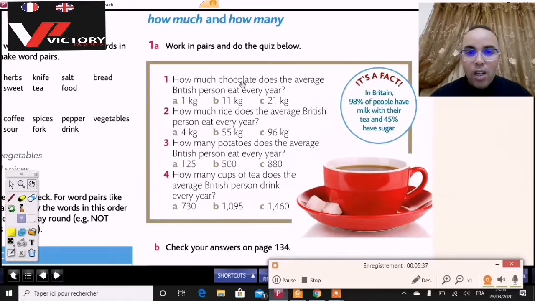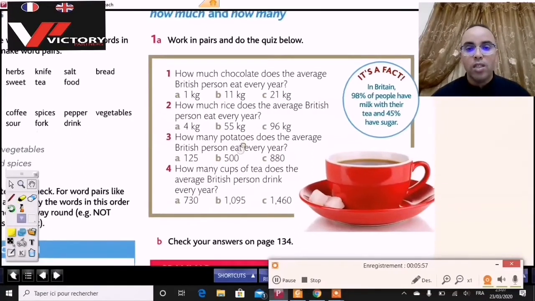So here, are we talking about countable or uncountable words? Chocolate. Can we count this word? Can we say one chocolate, two chocolates, or no? Okay, so rice. How about rice? Is it countable or uncountable? Can we say one rice, two rices, three rices, or four rices, and so on?